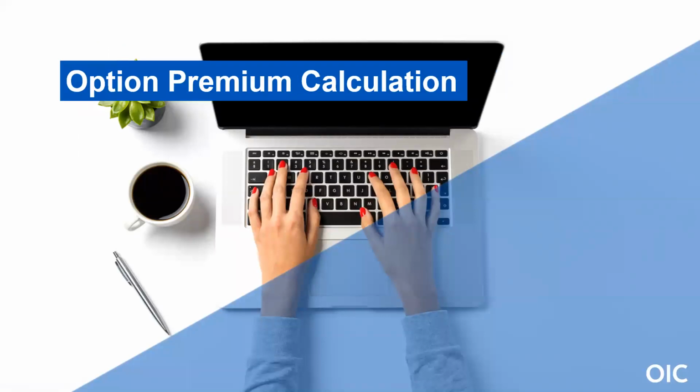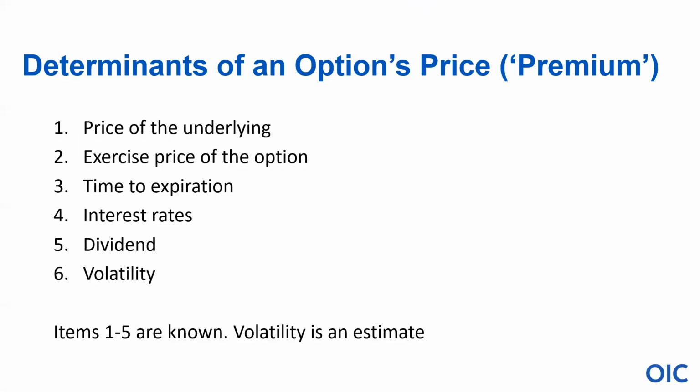Option premium calculation. I just want to say a few things about that because it's very important. If you look at the determinants of an option's price, which we call the premium, these 6 factors go into the equation. The price of the underlying, the exercise price of the option. So we've just looked at in, at, and out of the money. You get the idea for that. There's the time to expiration. That will influence the value of the option. And remember that time decay is not linear. It doesn't go in a straight line. It decays more steeply the closer you get to expiration.